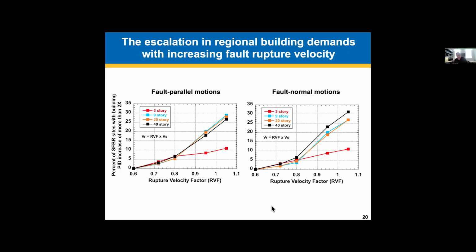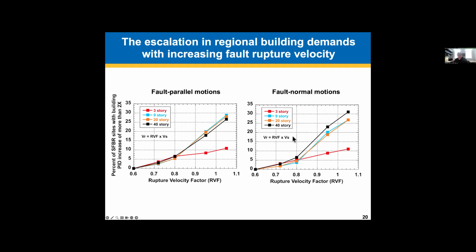So the bottom line is that if you look at these plots summarized, fault parallel motions, this is the increase in response, the percent of buildings throughout the entire domain that have an increase of greater than 2x. You see the 9, 20, and 40-story buildings kind of track, and there's a much larger increase in the interstory drift relative to the short period building. Same thing with the fault normal. Here's the fault normal. You see that these buildings, 9, 20, and 40, have a tremendous increase in sites where you have a 2x compared to this.